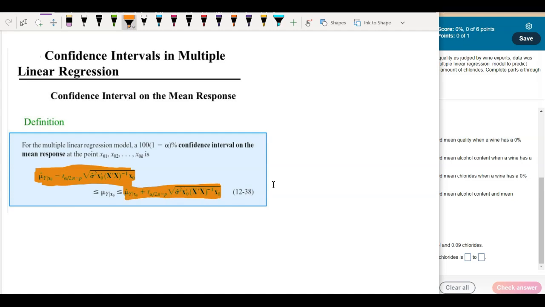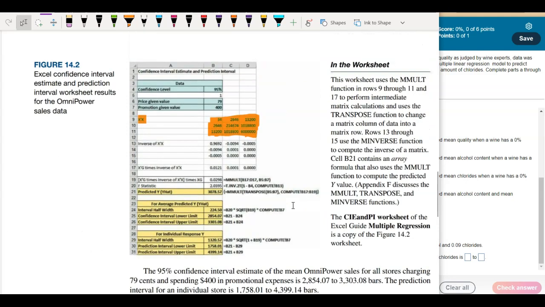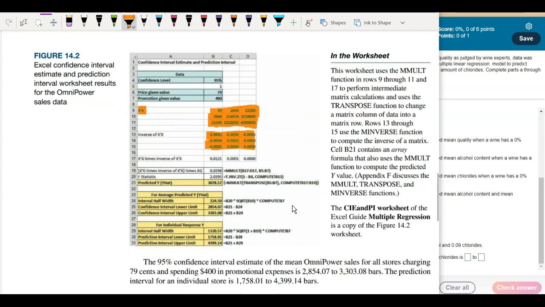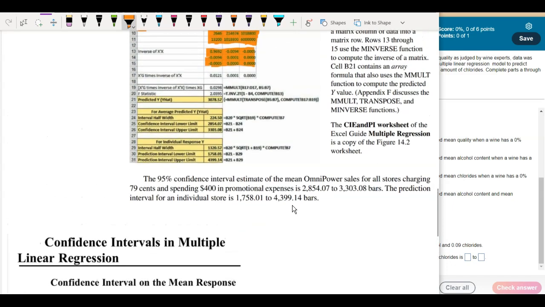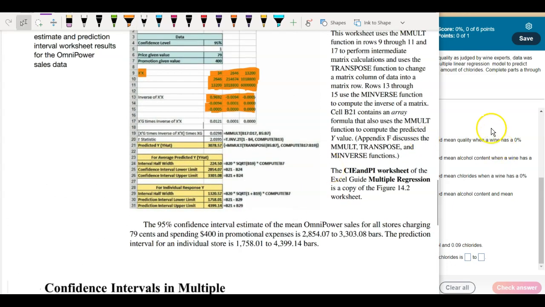Now I'm going to use this formula. Obviously here the x prime times x inverse, that's going to be exactly the same matrix in here, the inverse of x prime times x, and we're going to identify one by one, accordingly. All right, so let's start. I'm going to move to Excel.